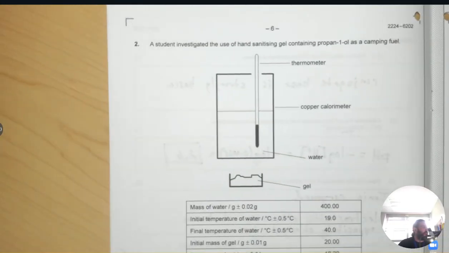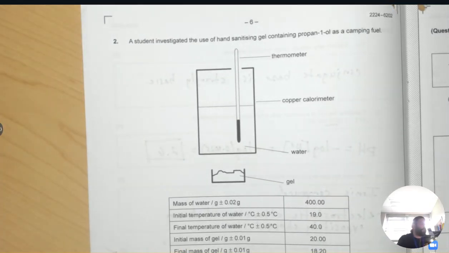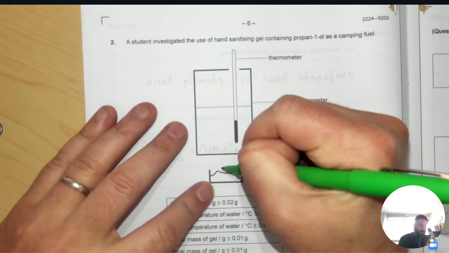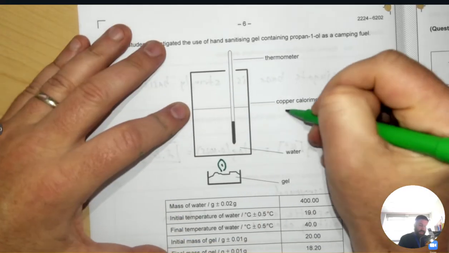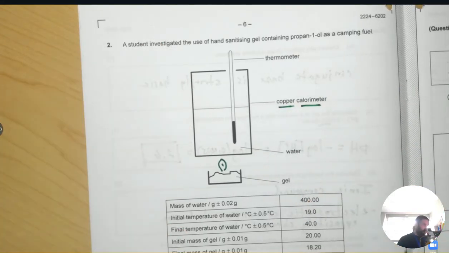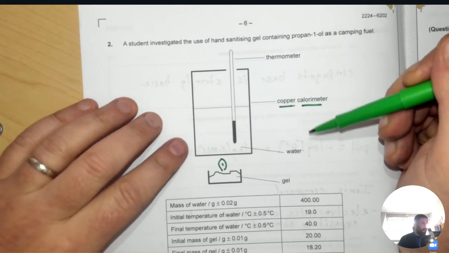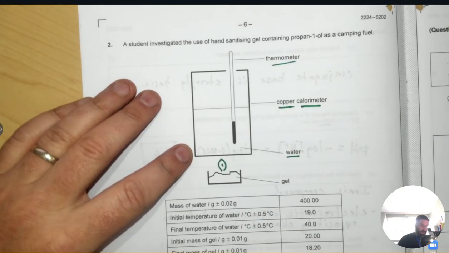All right. So question number 2 looks like we have a little calorimetry experiment. Now, before we even look, let's see what we got. They're using this gel as a fuel, so they're going to set this on fire. All right, we have a calorimeter made of copper, not the best material to use for a calorimeter because it is highly conductive to heat. So we're filled with water, and then we got a thermometer in there.